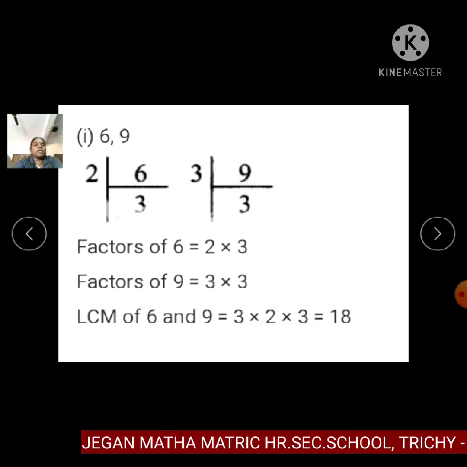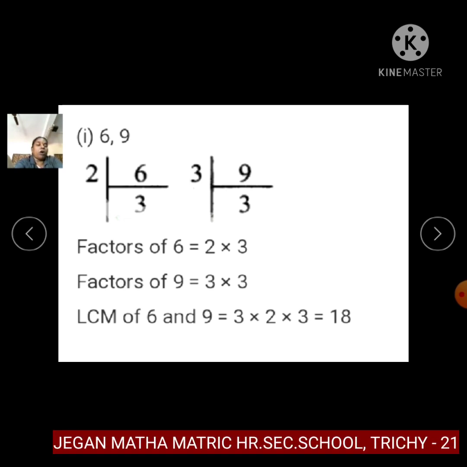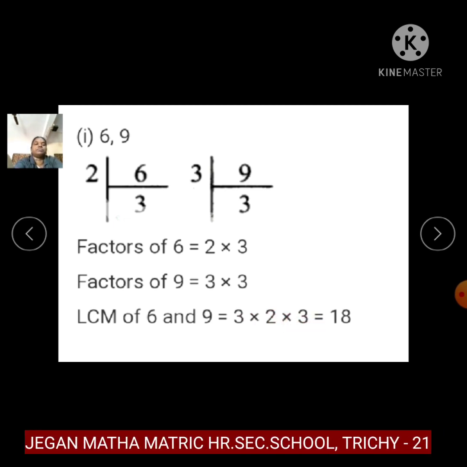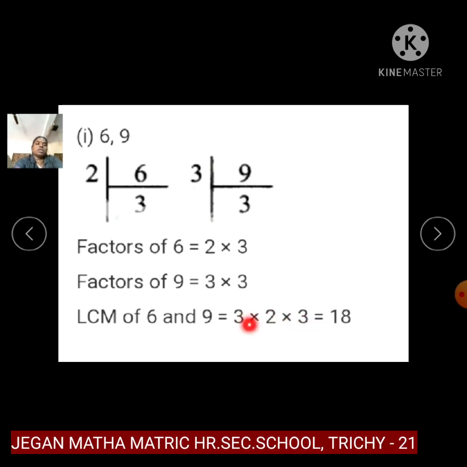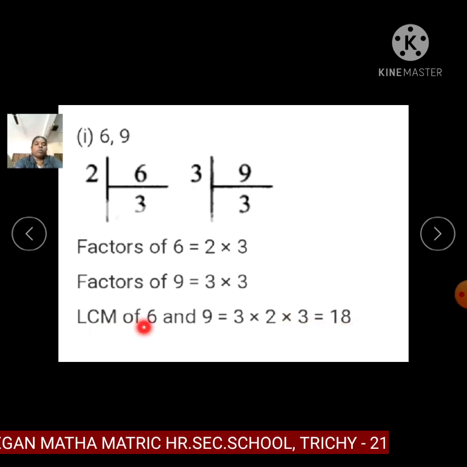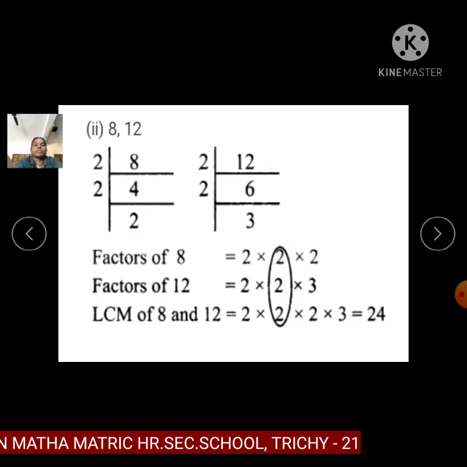So we have already known LCM equal to product of common factors and non-common factors. So 3 into 2 into 3 equal to 18. LCM of 6 and 9 is equal to 18.